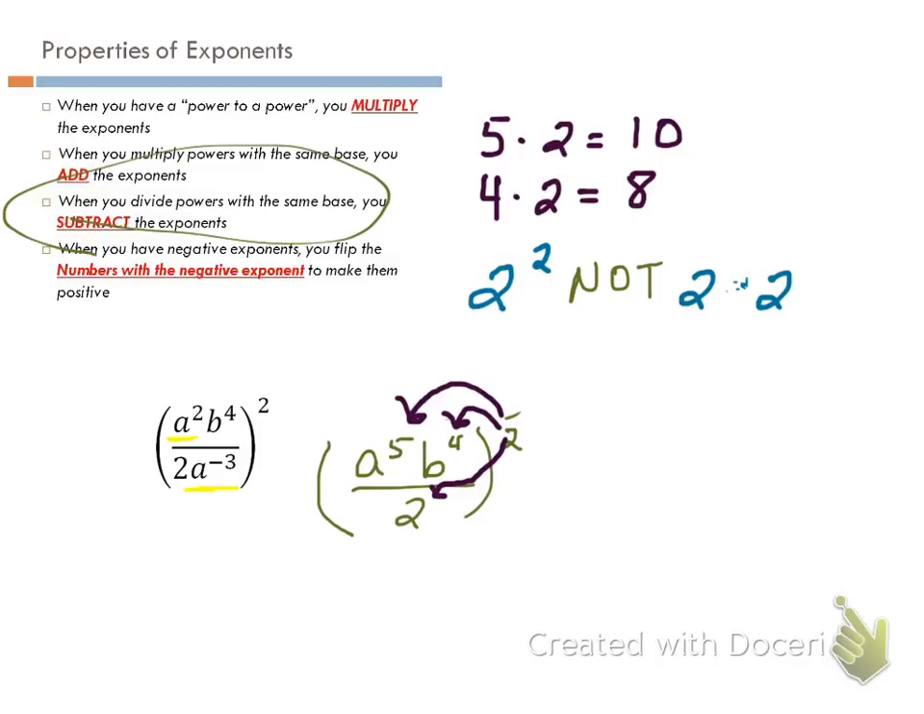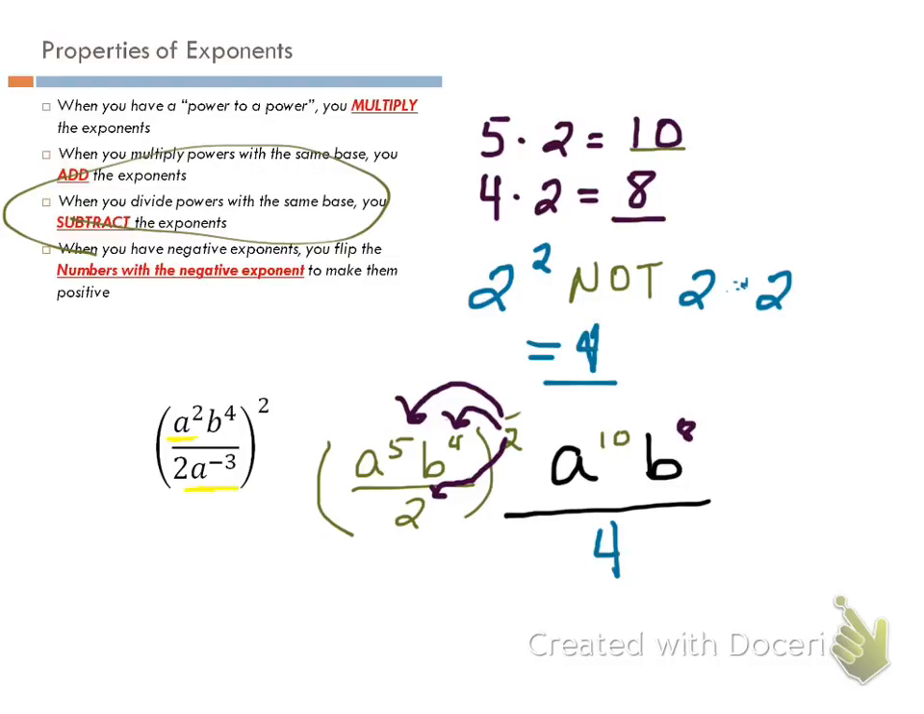Even though that both gives you 4, I saw a lot of people do 3 to the second equals 6, or 2 to the third equals 6. You're not multiplying those two numbers together. That's raised to a power. So then you'll end up writing a to the 10th, b to the 8th over 4. Or you can do divided by 2 to the second power. You don't have to expand that into 4 if you don't want to.